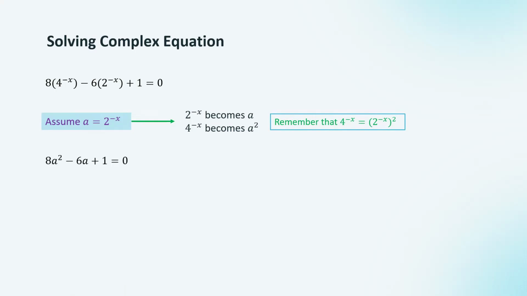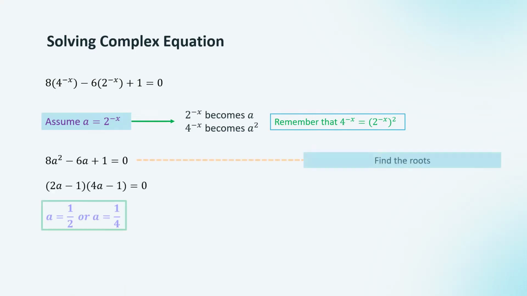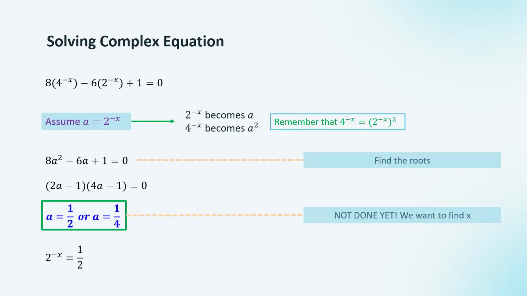You get a very nice quadratic equation. You can try to factorize this, and you get that a is equal to 1 over 2, or a is equal to 1 over 4. And again, we need to find the x. So we can try to use the assumption that we have before. So it's going to be 2 to the power of minus x equals to 1 over 2, which means x should be equal to 1. And then 2 to the power of negative x equals to 1 over 4, so x should be 2.